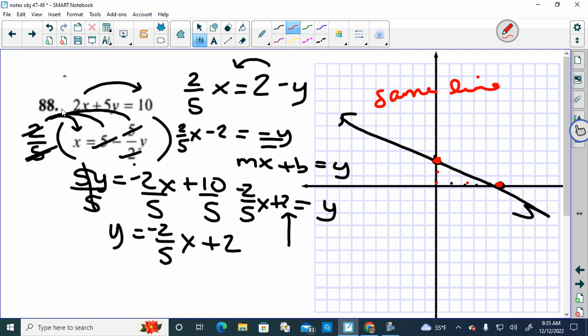So what this means now is that we would call this dependent. And this is kind of leading into another section that we have coming up. So dependent means that you have many solutions.